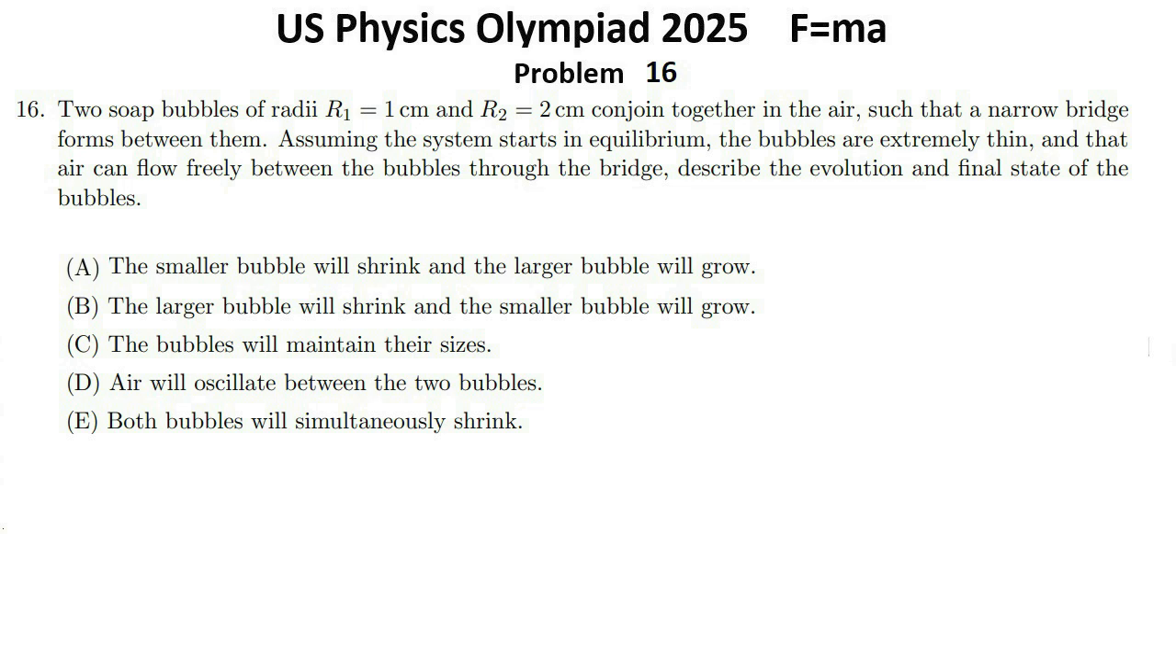Solution to problem 16. The larger the radius of curvature of a bubble, the lower the pressure inside it. So the pressure inside the smaller bubble is greater than the pressure inside the larger one. As a result, air will flow from the smaller bubble to the larger one. The smaller bubble will shrink and eventually collapse, while the larger bubble will grow. That was the answer A, and that was the solution to problem 16.